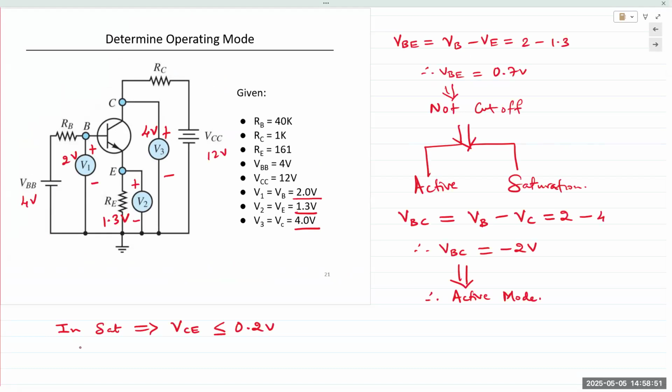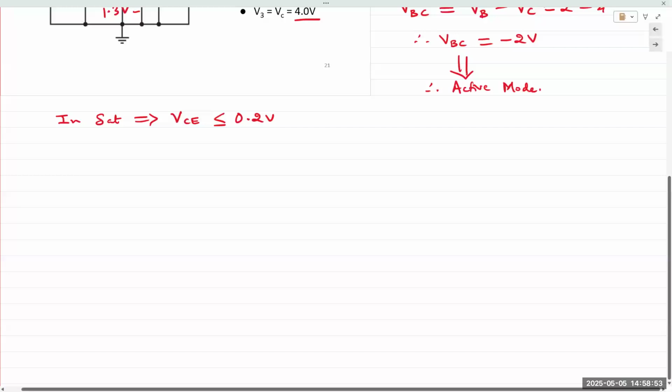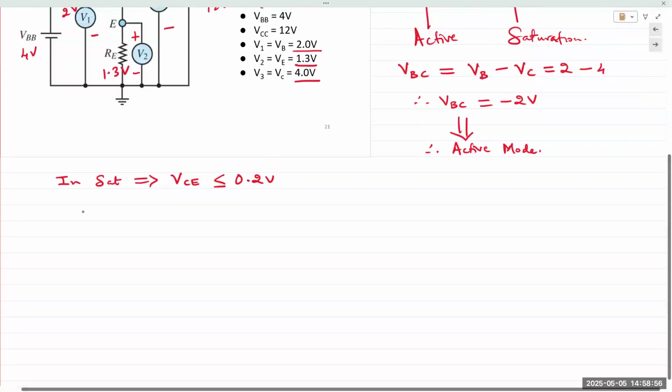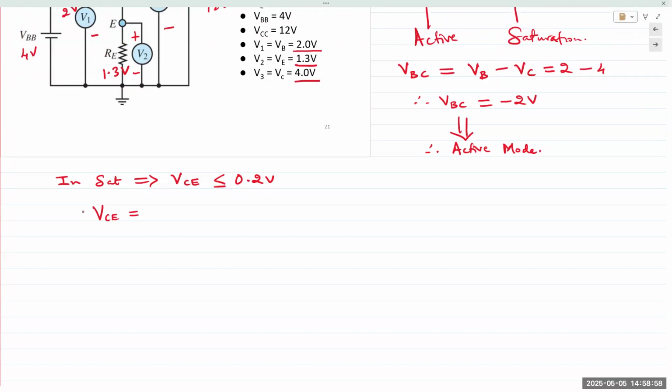And in this case, VCE is 4 minus 1.3. It's 2.7 volts. So it is not 0.2 volts or less. It's far larger than 0.2 volts. Therefore, not in saturation. Okay. Two alternative methods to determine whether it's active or saturation.